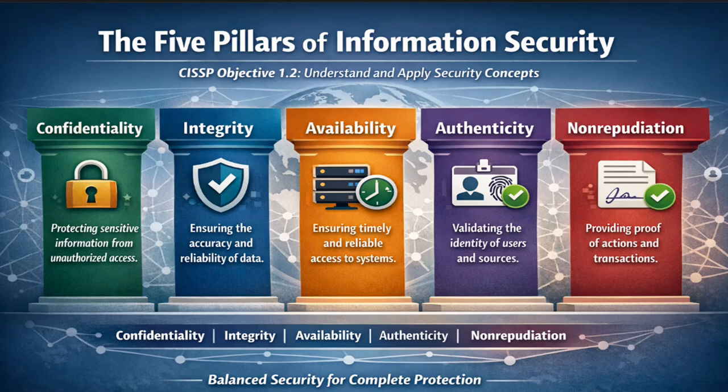Remember that confidentiality is about secrecy. Integrity is about correctness. Availability is about access. Authenticity is about being genuine. And non-repudiation is about proof and accountability.